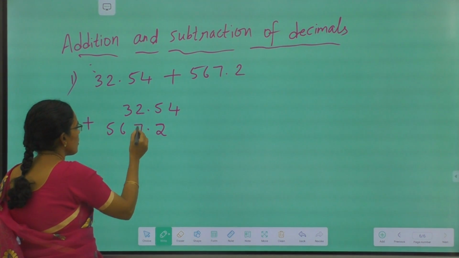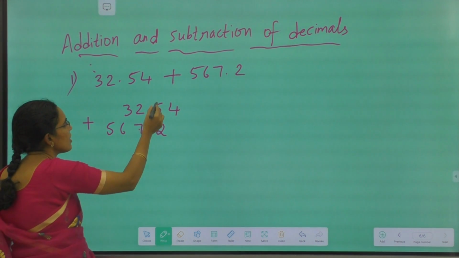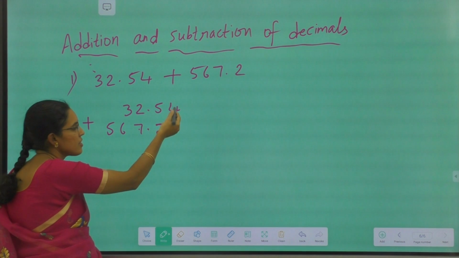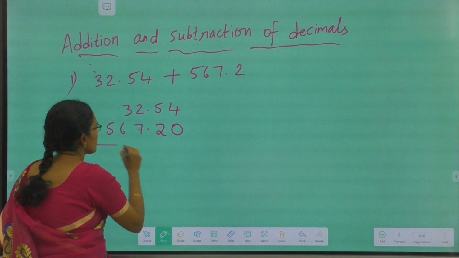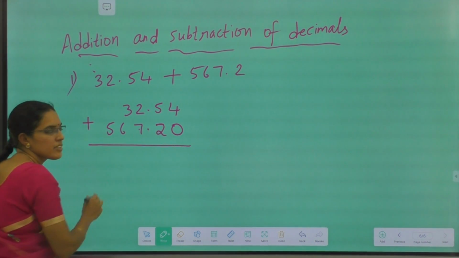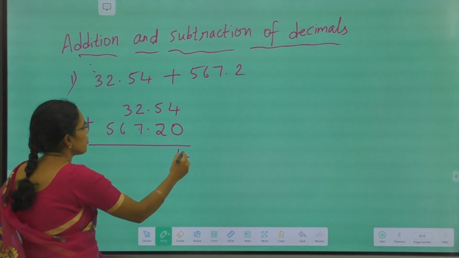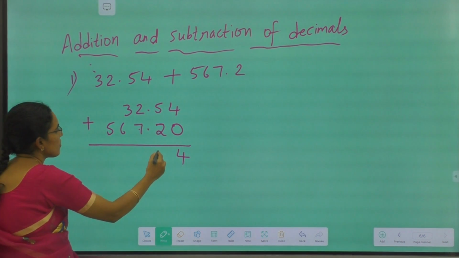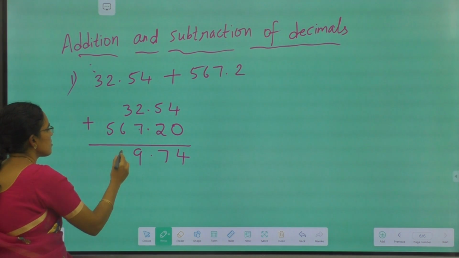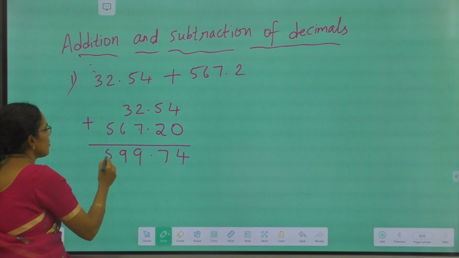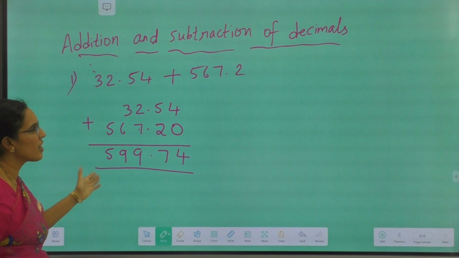Now, ones place below ones, tens place below tens, and here hundreds are not there; the hundredths place here does not have any digit. If you want, you can even write 0, that is, convert them into like decimals, same number of decimal places. Then you add: 4 plus 0, 4; 5 plus 2, 7; 2 plus 7, 9; 3 plus 6, 9 again; and then 5. 599.74. In this way, we add the decimals.